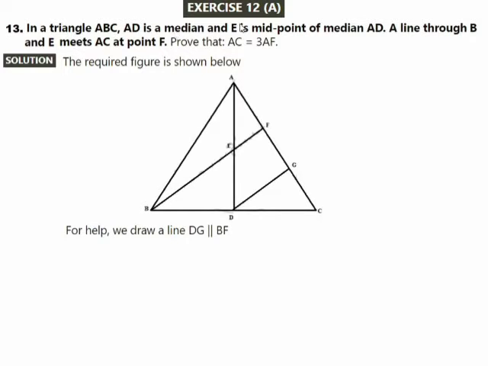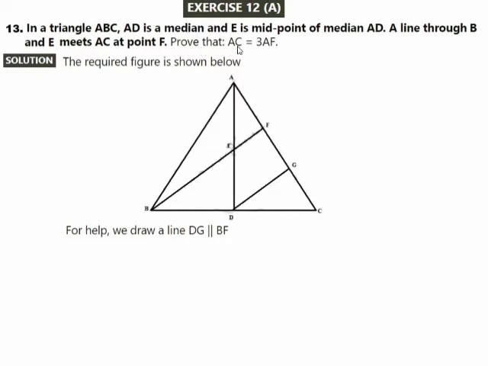Okay, and E is the midpoint of AD. So this is my AD, isn't it? E is the midpoint of this line AD. Now a line through B and E meets AC at point F. That means if you join B and E and extend it, this extended line meets the line AC at point F. That's the meaning.